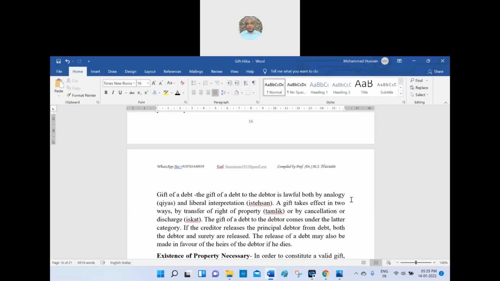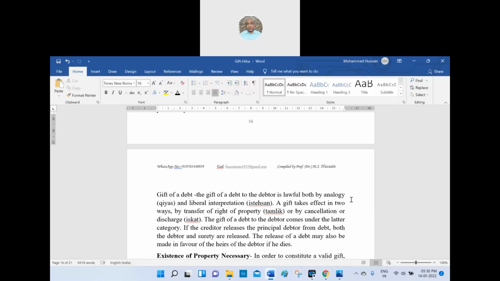Isakat. Even discharge also you can make it out. But suppose somebody is having a debt, but you waived it, but it does not amount to a gift, because you are waiving the right. The gift of the debt to the debtor comes under the latter category. It is called discharge, isakat, not tamlik.